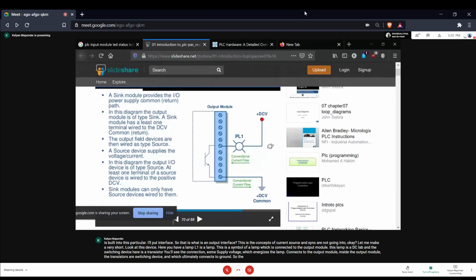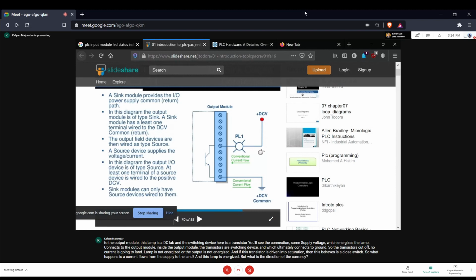If the transistor is cut off, no current is flowing through the lamp, so the lamp is not energized, or the output is not energized. And if this transistor is driven into saturation, then this behaves as a closed switch. So what happens is the current flows from the supply to the lamp, and this lamp is energized. But what is the direction of the current?